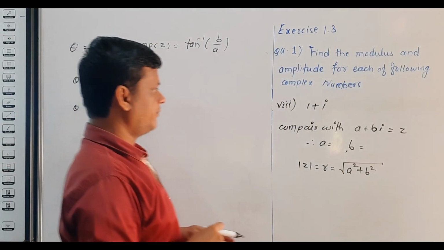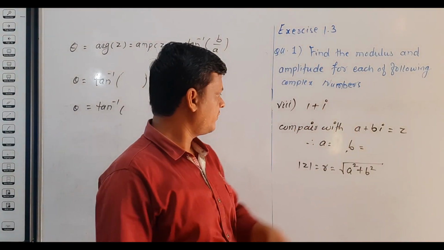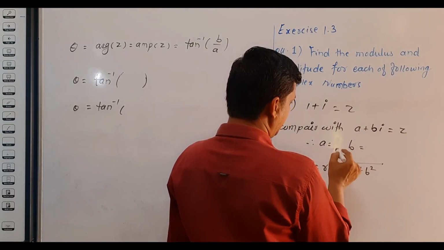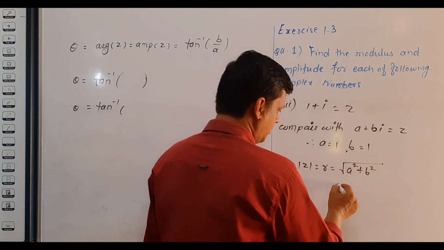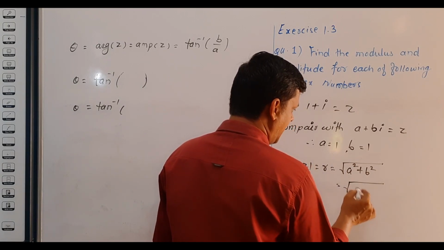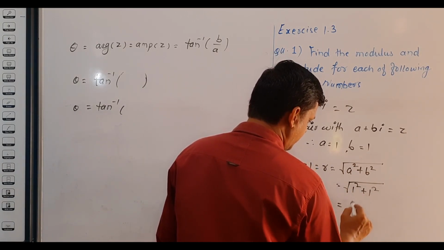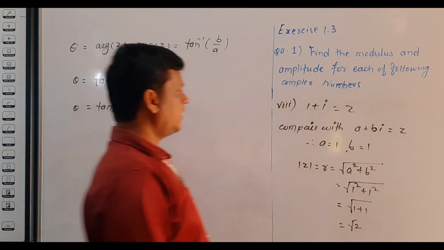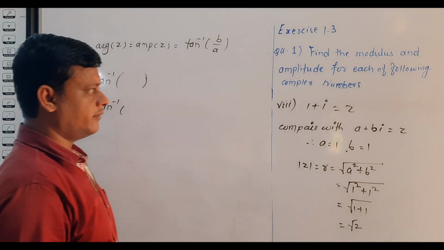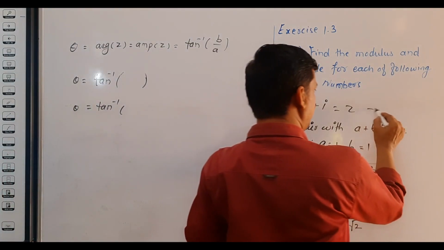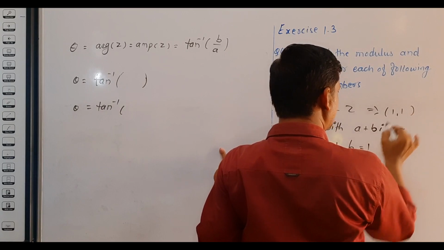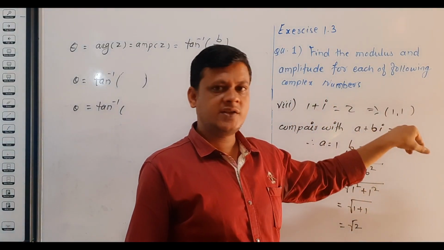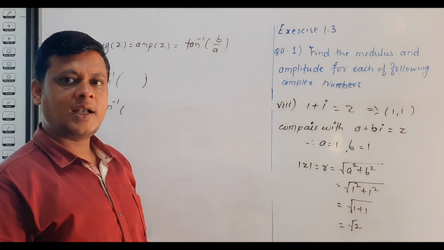Now see the next example. 1 plus i. So after comparing this with a plus bi, we write here a equals 1, b equals 1. So modulus of z, that is the value of r, is 1 square plus 1 square, which is equal to 1 plus 1, which is equal to root 2. Now we have to find the angle. First we confirm where this point lies. So we write this as (1, 1). So for (1, 1), the sign of both coordinates is positive. So the point lies in the first quadrant.